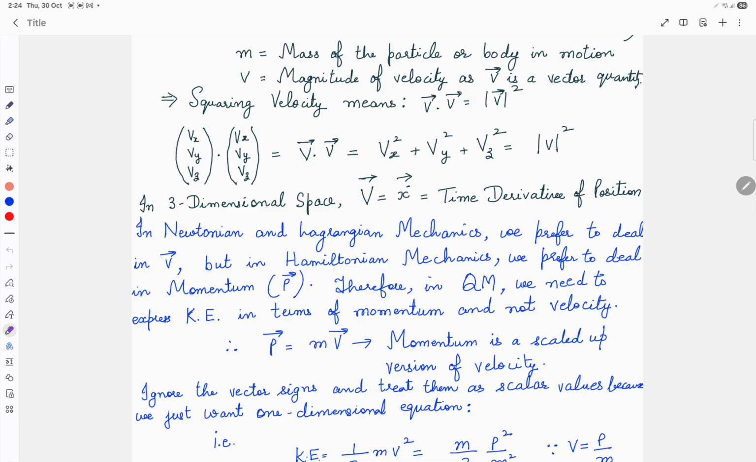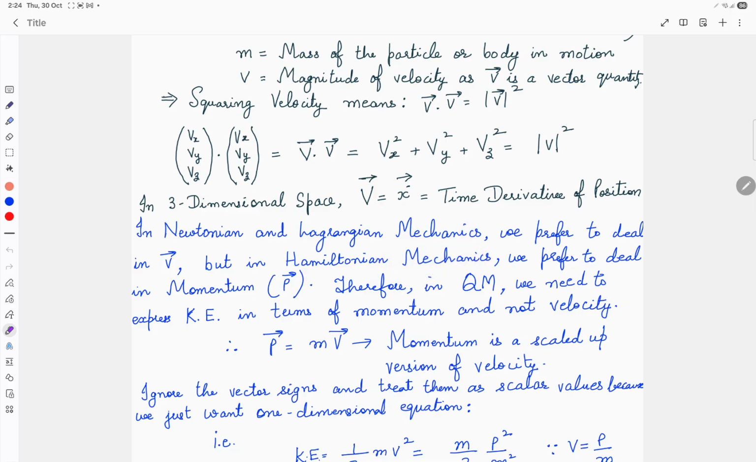This is an important point to be understood, because the two quantities, position and momentum, are important in quantum computing instead of the velocity vector. In Newtonian and Lagrangian mechanics we prefer to deal with v, but in Hamiltonian mechanics we prefer to deal with momentum. Hamiltonian mechanics is the concept of mechanics which actually leads to quantum computing.